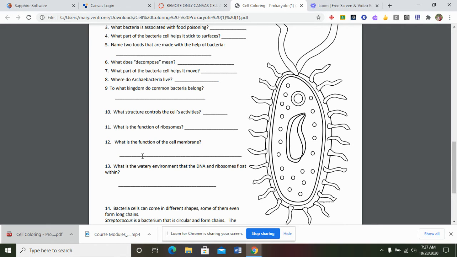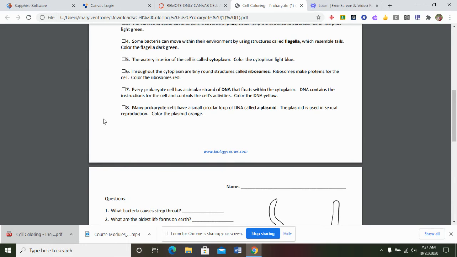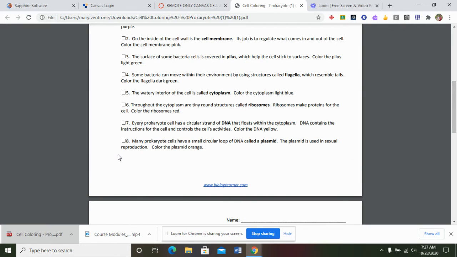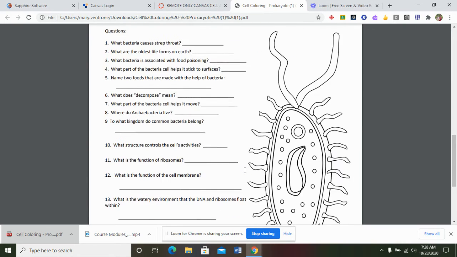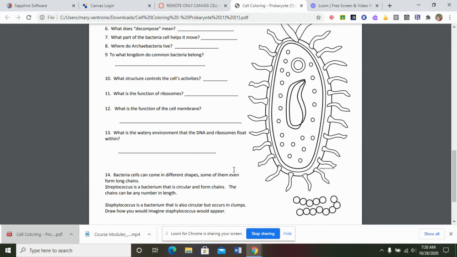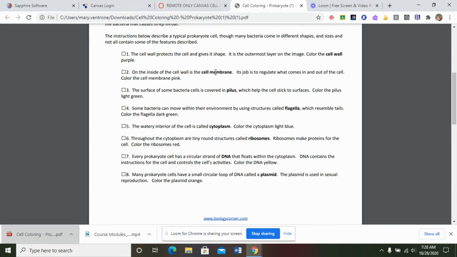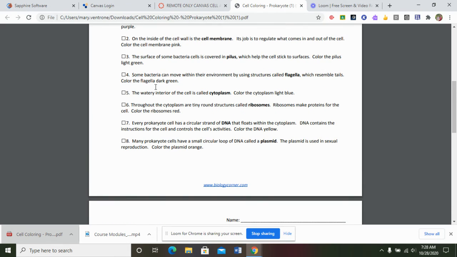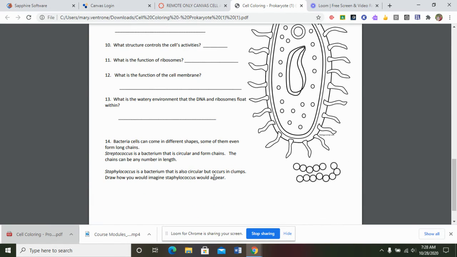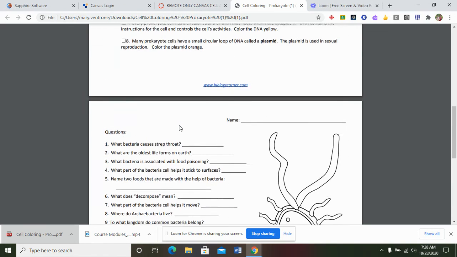What structure controls the cell's activities? Well, we know in our cells we have a nucleus, but these guys don't have a nucleus. DNA contains the instructions for the cell and controls the cell's activities. What is the function of a ribosome and the function of cell membrane? You would find both of those answers. Here's cell membrane and here's ribosome, so you can answer those ones on your own. What is the watery environment that the DNA and ribosomes float within? Well, right here, watery interior is going to be a cytoplasm. And that's the last question that you guys will have to worry about answering.